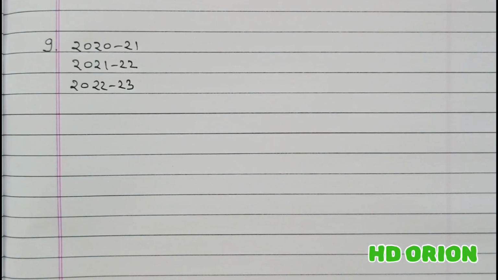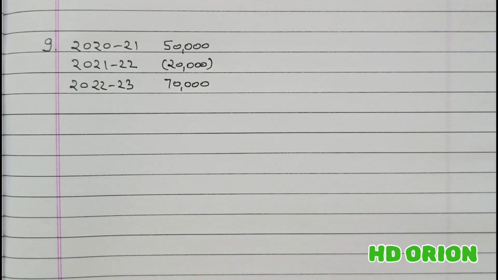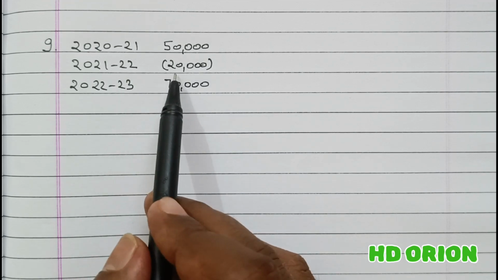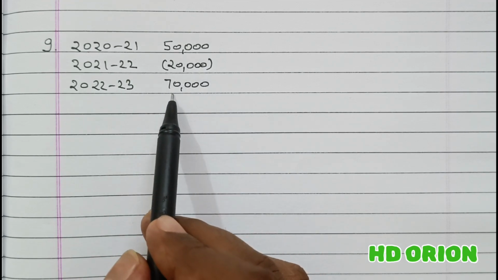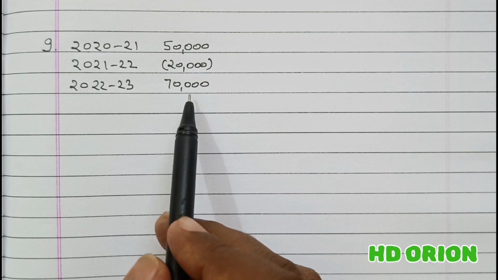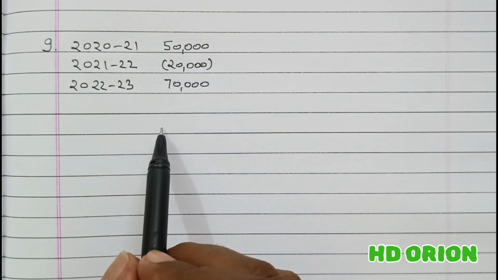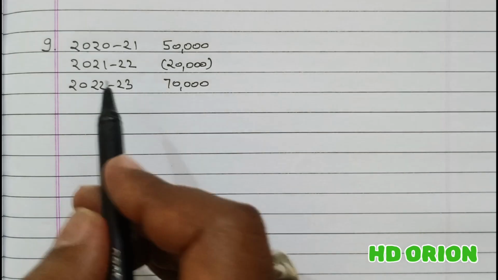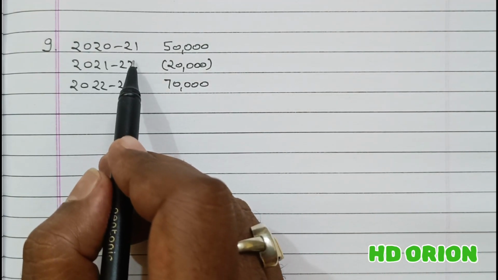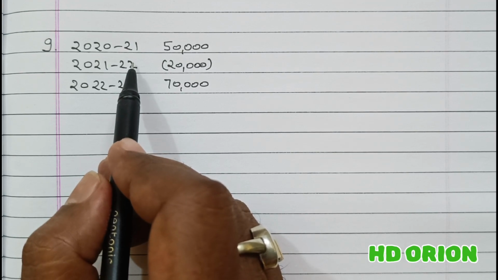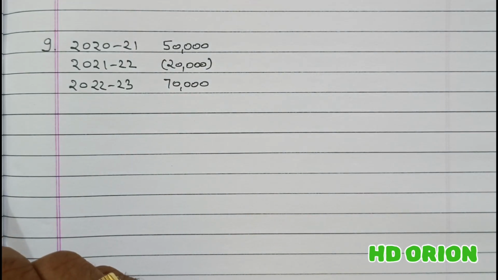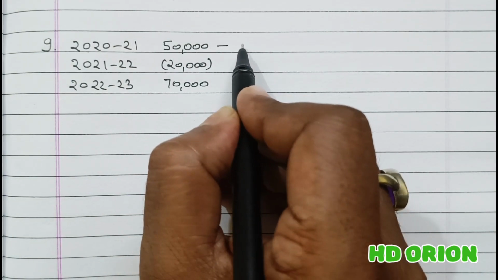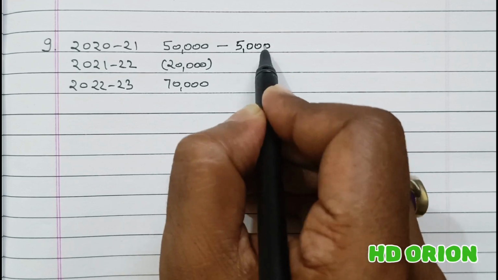Solution 9. 3 years profit and loss is given here. In the first year there is a profit of rupees 50,000, second year there is a loss of rupees 20,000, and third year there is again a profit. Now some abnormalities are included here in the profits or losses which we have to eliminate. In this year 2021, there is a profit on sale of asset. Some assets are sold at a profit which is included here, which is an abnormal gain, so we will eliminate it by subtracting rupees 5,000.